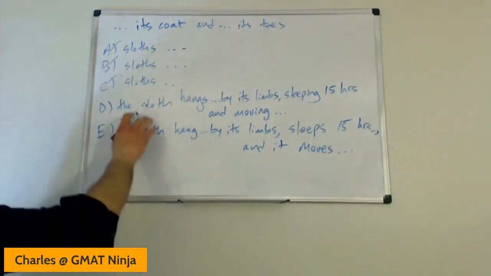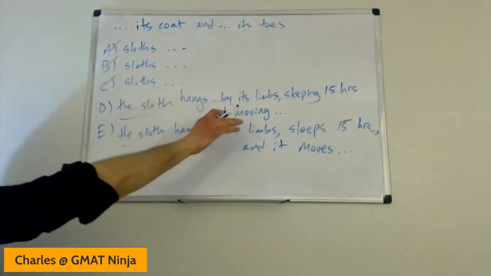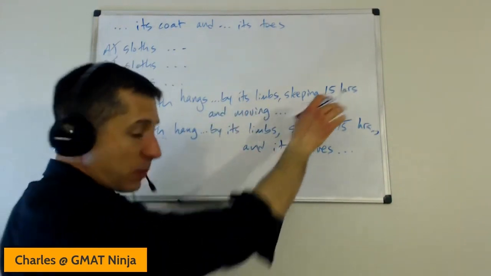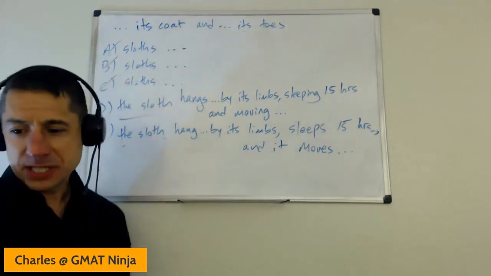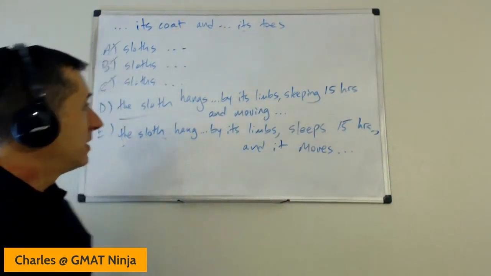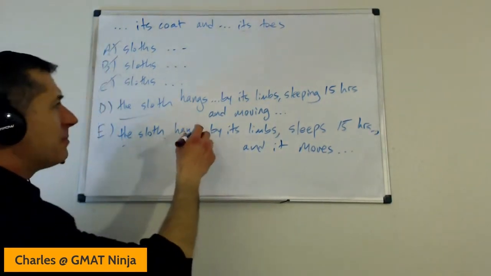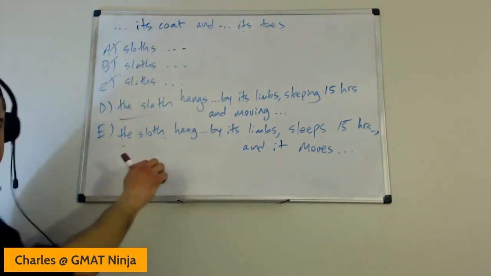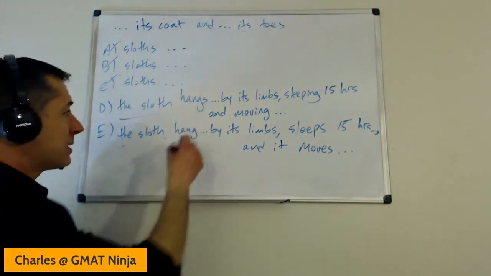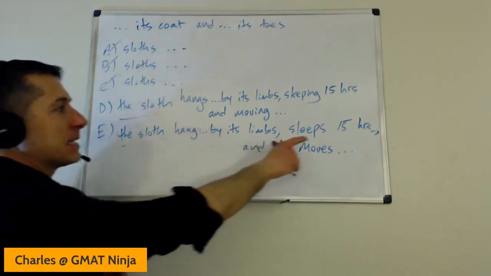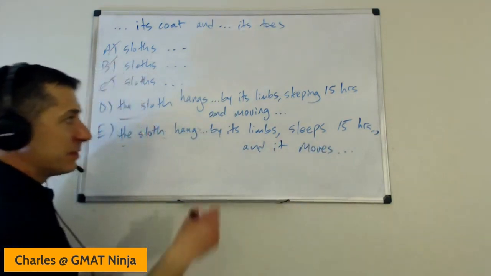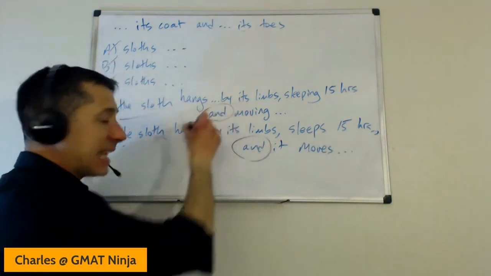Okay. The sloth hangs by its limbs, sleeping 15 hours a day and moving so infrequently that 2 species of algae grow on its coat and between its toes. And that 15 hours of sleep sounds absolutely wonderful. And E, the sloth, hangs from trees by its long rubbery limbs, sleeps 15 hours a day, and it moves. I like the and.